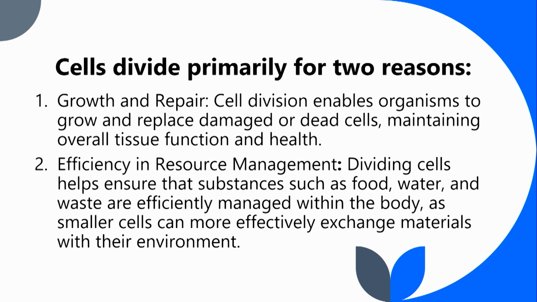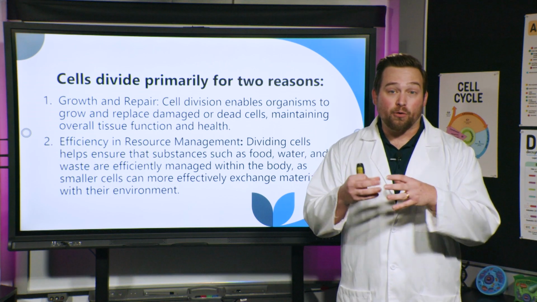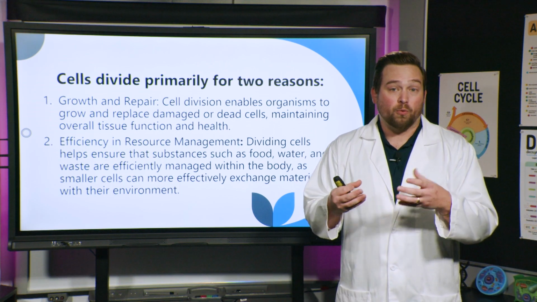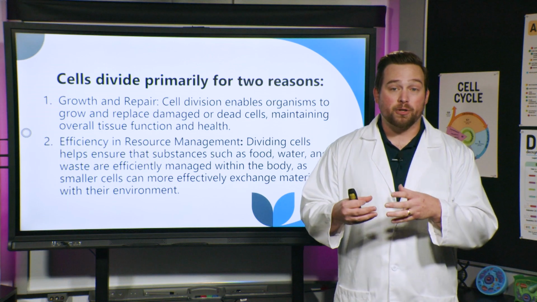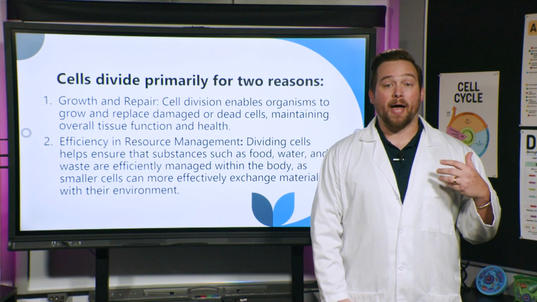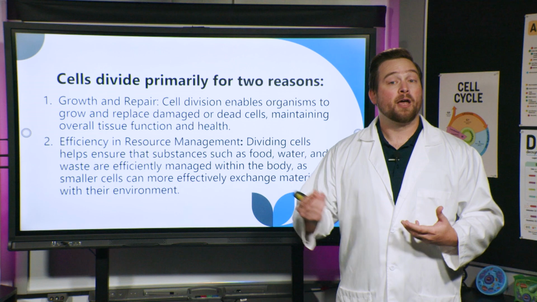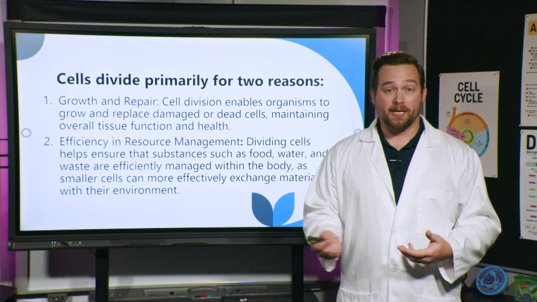So dividing these cells helps to ensure that substances such as food, water, and waste are efficiently managed within the body, as smaller cells more effectively exchange materials with their environment. It's kind of a long story, but as a cell, or really anything, gets larger, the area of the cell or whatever object you're talking about is going to increase a lot faster than the perimeter. And y'all might remember from our last unit when we were talking about cellular transport, that the cell membrane plays a really, really important part in maintaining homeostasis, what can come in and out of the cell.